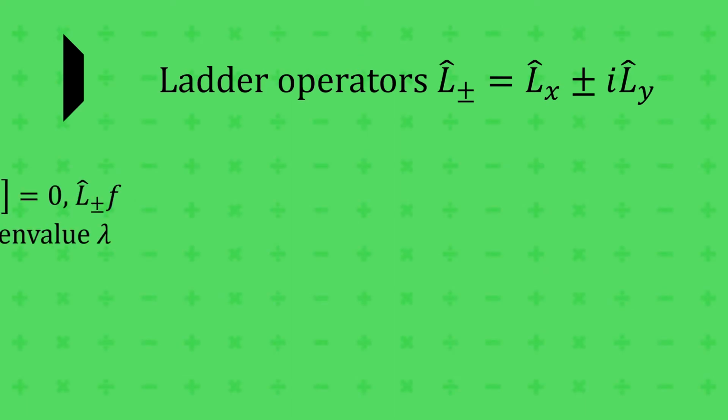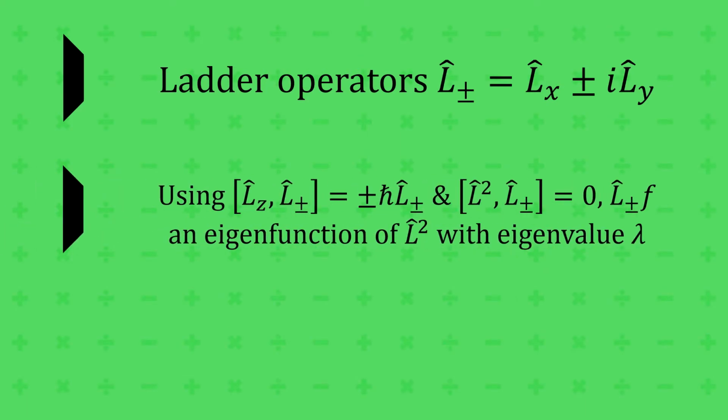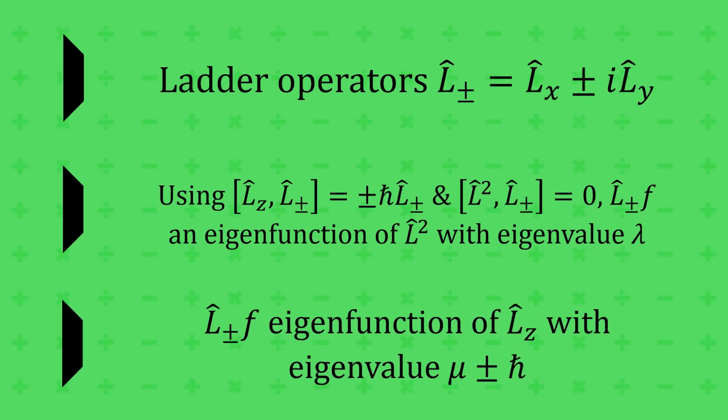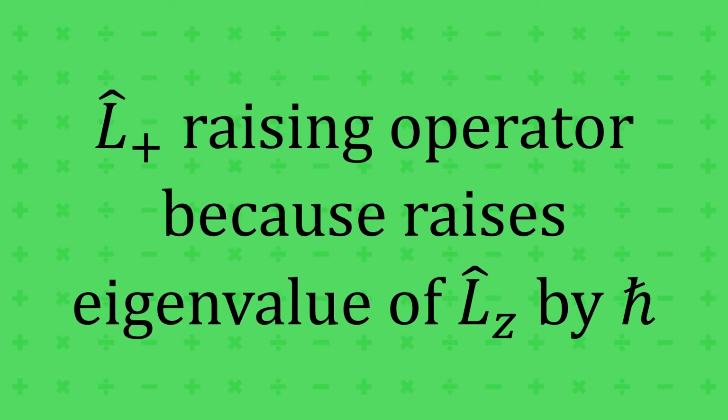Because L hat squared and L hat z commute, we can find simultaneous eigenstates for them, i.e. we can find a function f and scalars λ and μ such that L hat squared f equals λ f and L hat z f equals μ f. To do this, we introduce the ladder operators L hat plus or minus using the commutation relations between L hat plus or minus and L hat z, and L hat plus or minus and L hat squared.